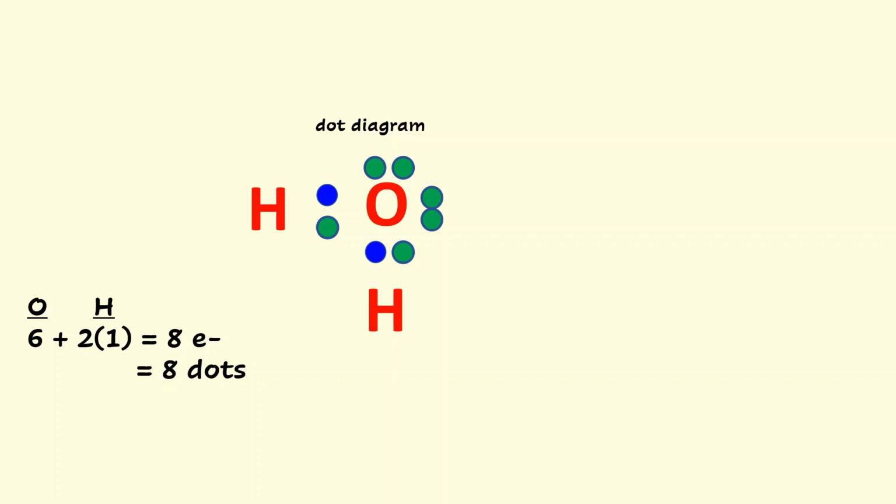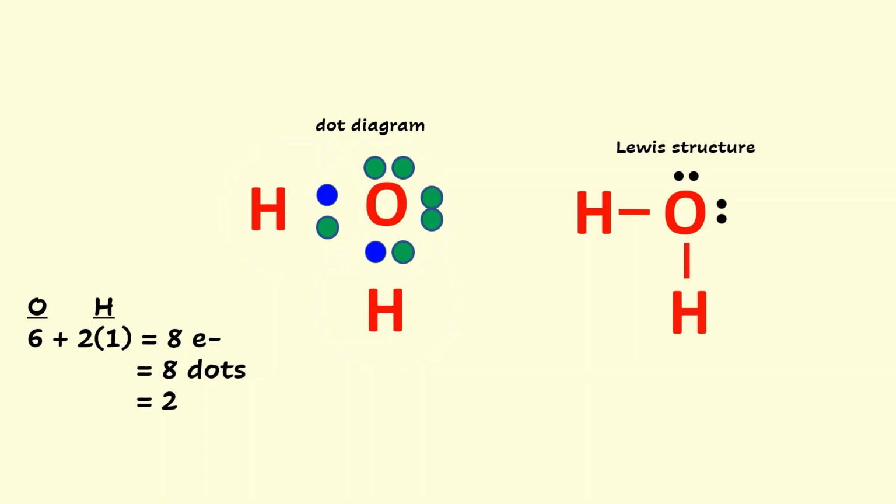We can also write this as a Lewis structure, where we're going to replace the 2 shared pairs of electrons by using a line between the letters. So I have hydrogen with a line to oxygen, and then another line to the lower hydrogen.